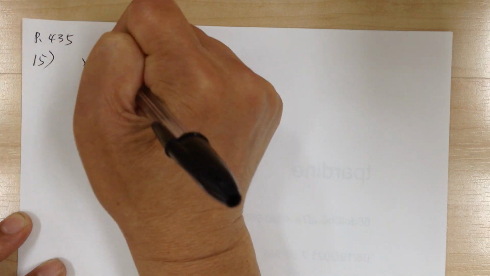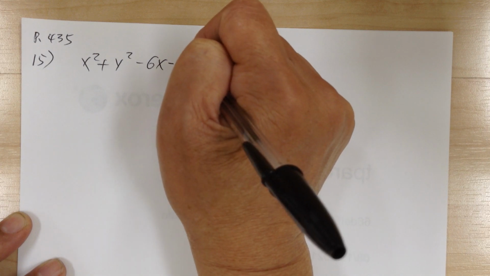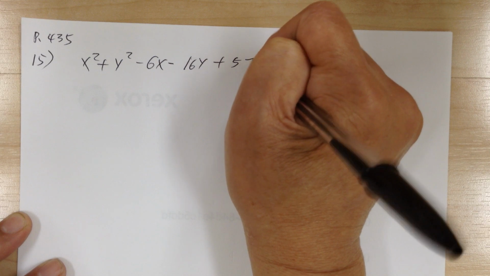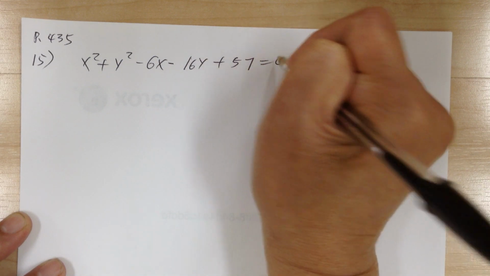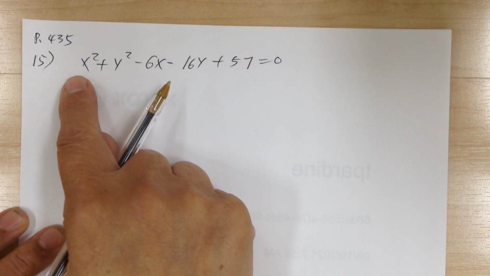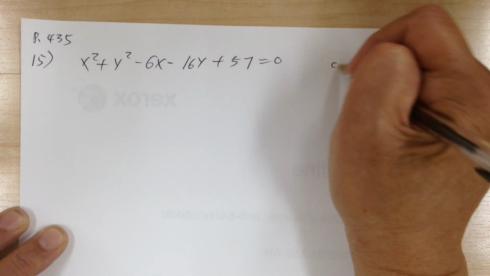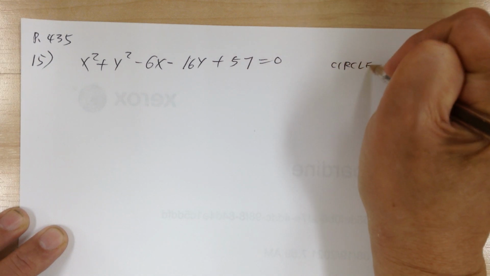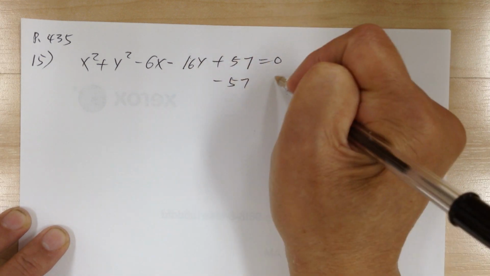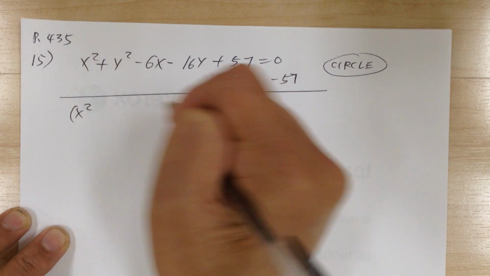So you got x squared plus y squared minus 6x minus 16y plus 57 equal to 0. So technically this is a circle, okay, because you got something plus something with the same coefficient. So this is a circle. Circle is a special ellipse. Anyway, so let's go and get rid of this number and get our variables together.